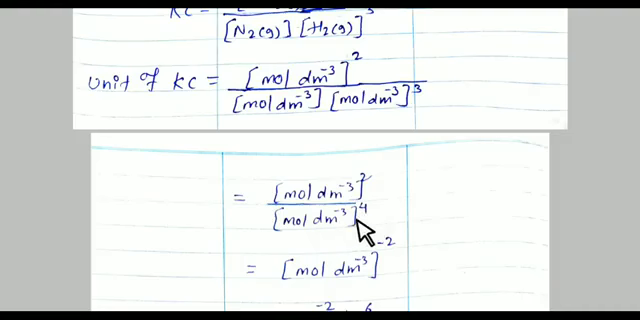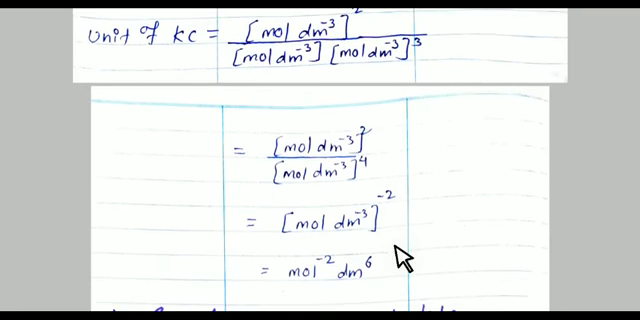When we take the reciprocal of it, what do we get? Mole per decimeter cube, per square. Now multiply this coefficient with this unit. So we have the unit mole to the power minus 2 and decimeter raised to 6, that is, hexadecimeter.